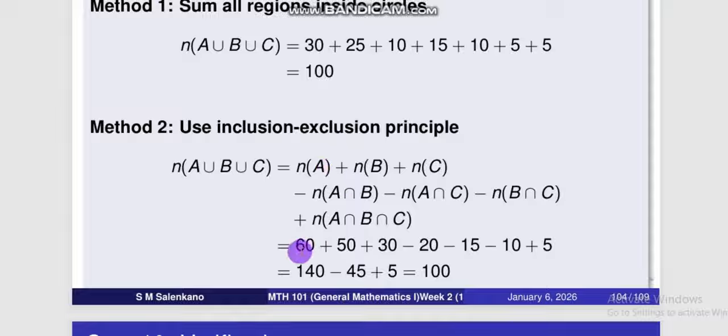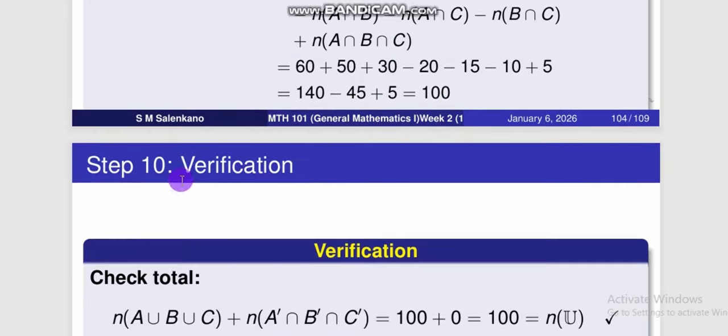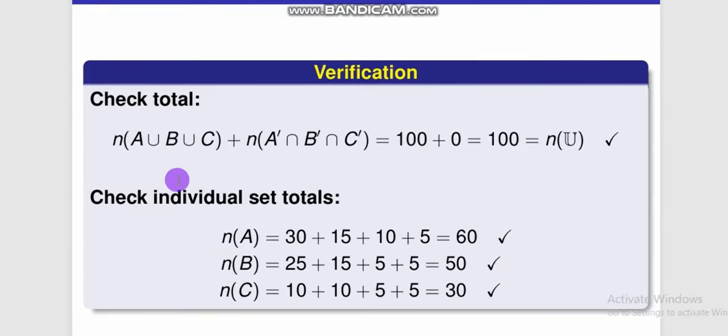So the numbers here, we were given 60, 50, 30. Then the intersections, minus 20, minus 15, minus 10. And then the intersection of all of them was 5, we were given 5. If you do that, you will get that 100 again. Wow. So this is it.